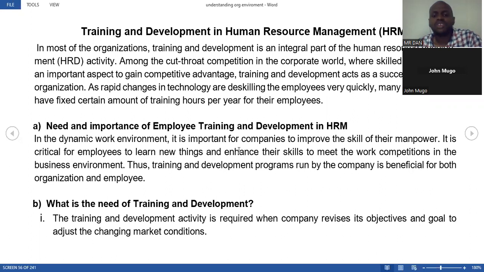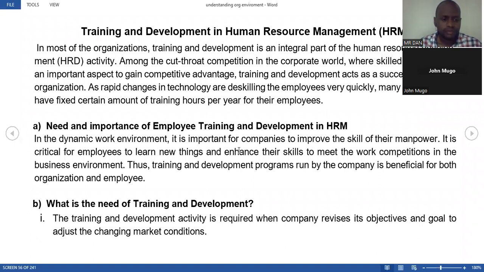With rapid change in technology and the need to skill employees very quickly, many organizations have fixed a certain amount of training hours per year for their employees. So what are some of the needs and importance of employee training and development? When you train employees or develop them, they are able to learn new skills, they're able to improve their skills, and it will lead to better productivity. And the other thing is that you are going to be competitive in the industry because of the continuous improvement as you go along.